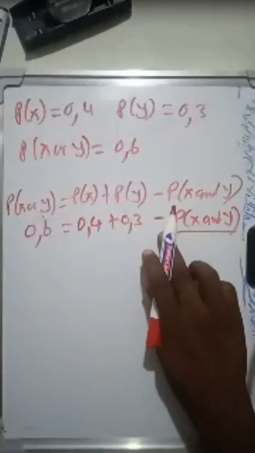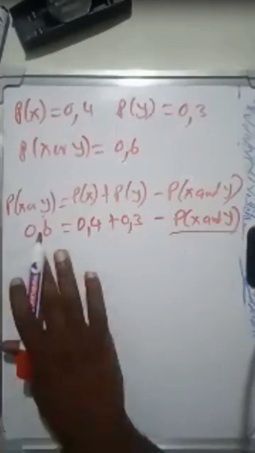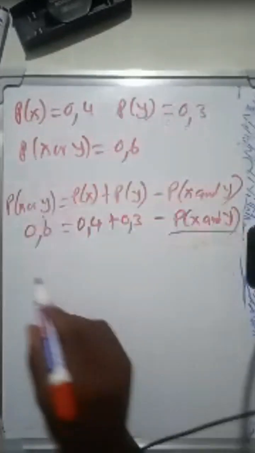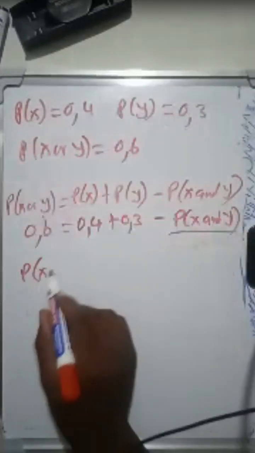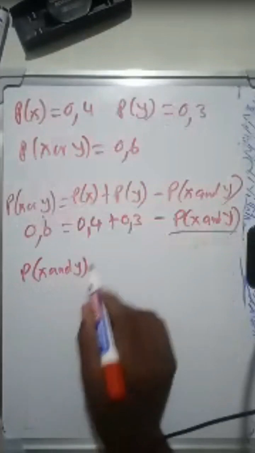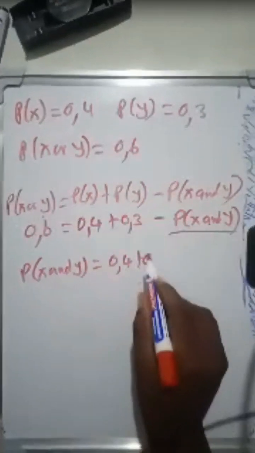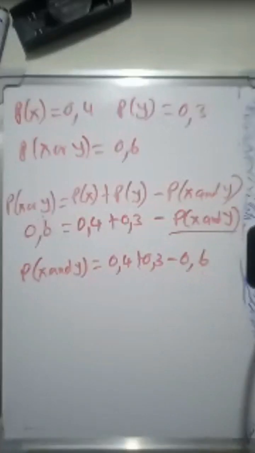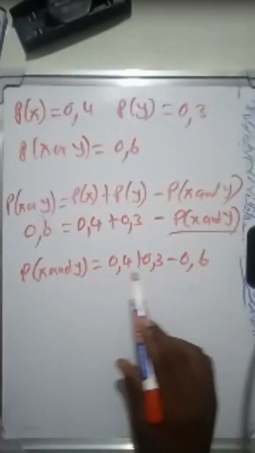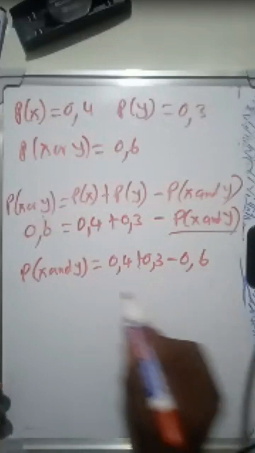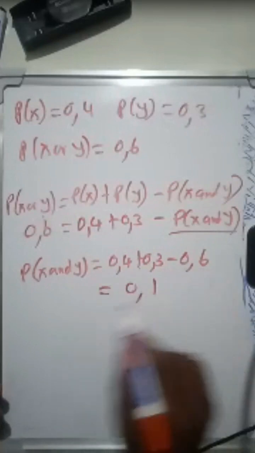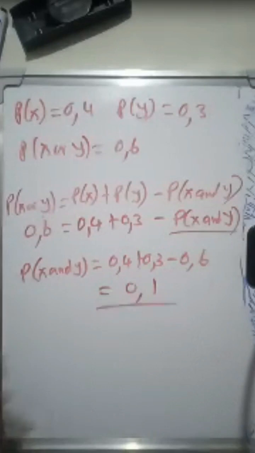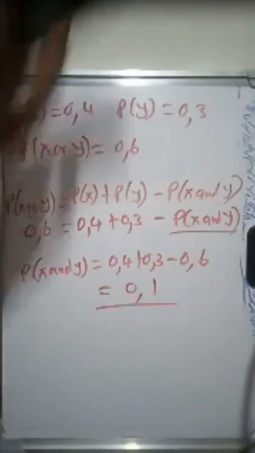So since it's a negative, we can take it across, then this 0.6 we take it across as well. So it means probability of x and y is equal to 0.4 plus 0.3 minus 0.6. So from there, we can see that is going to be 0.7 minus 0.6, which is going to be 0.1. So we see that this one is what? It's simple from the general rule.